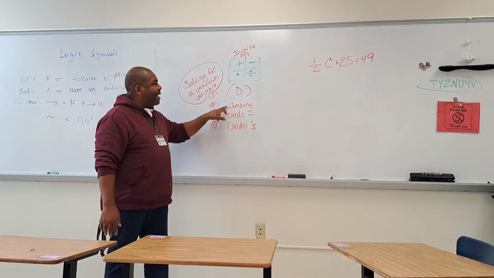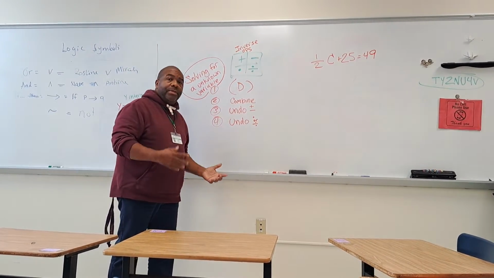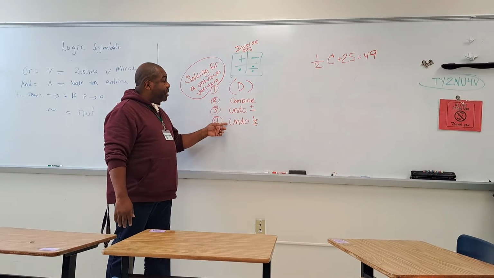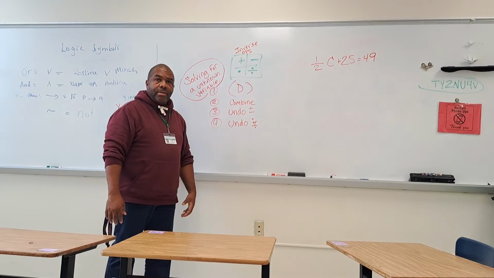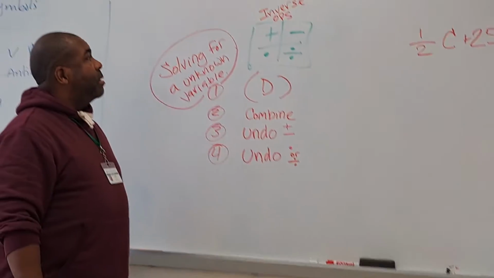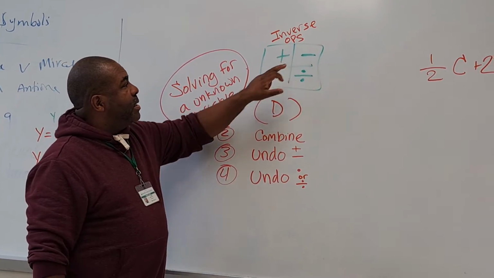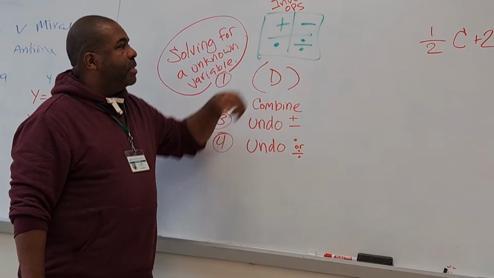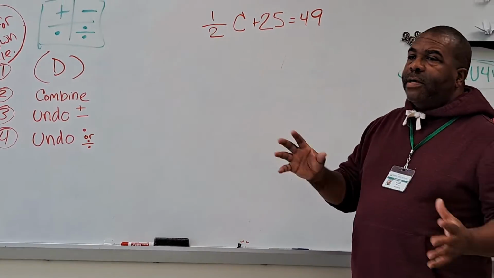Then you're going to combine like terms. Then you're going to undo using addition or subtraction. Then you're going to undo using either multiplication or division. Okay? All right. So, keeping in mind that the opposite of addition is subtraction, the opposite of multiplication is division. Our issue here is this.